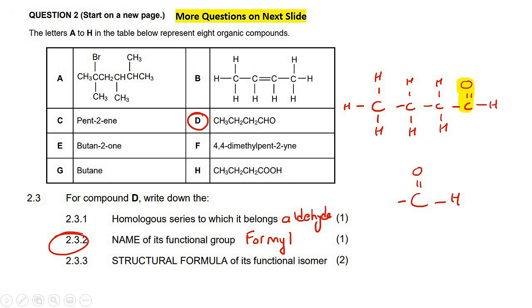You're probably never going to see a question like that. I've never really seen it, to be honest. But that part there is called a formal group. Okay, now it says draw or give the structural formula, which means draw, of its functional isomer.